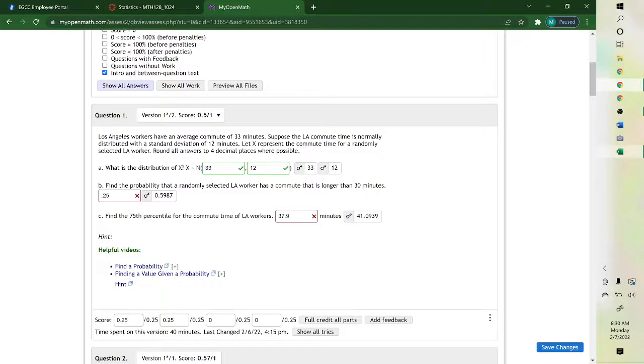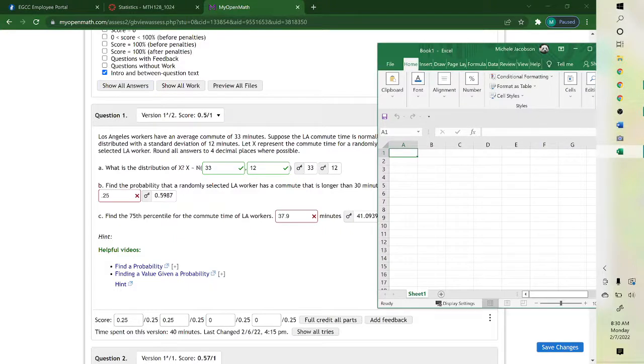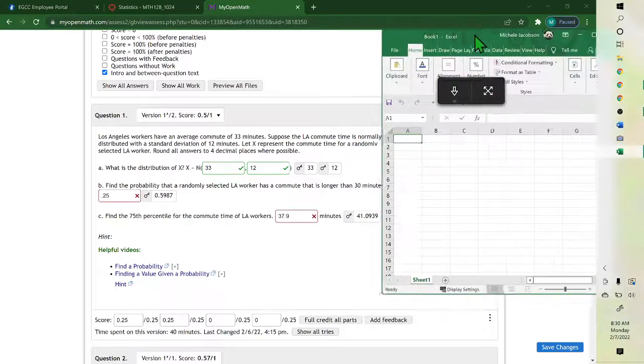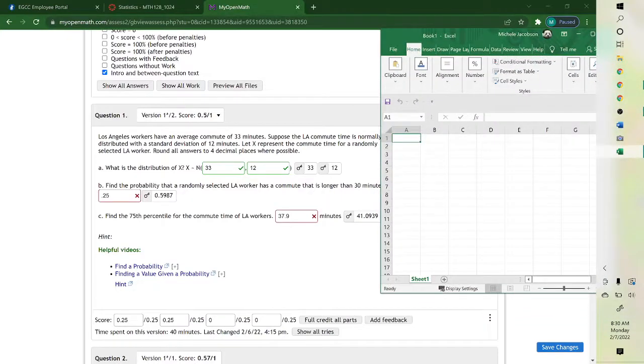Formula for these problems. Los Angeles workers have an average commute of 33 minutes and a standard deviation of 12. And it says it's normally distributed. Your distribution is just your mean and your standard deviation. Now when you're finding probability, you either use norm inverse or norm distribution.